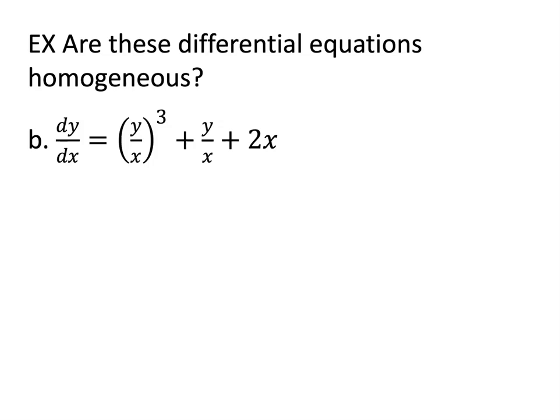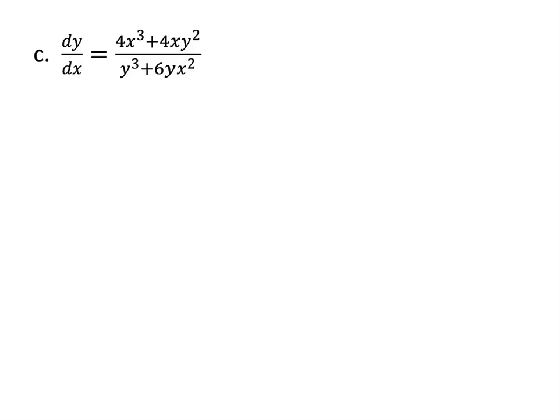How about dy/dx equals (y/x)^3 plus y/x plus 2x? Yeah, that's not homogeneous. I don't like this 2x over here. It's okay if it's y over x, but you just can't have y's and x's on their own. They have to be in the form y over x. How about this one? Wow, that one looks weird.